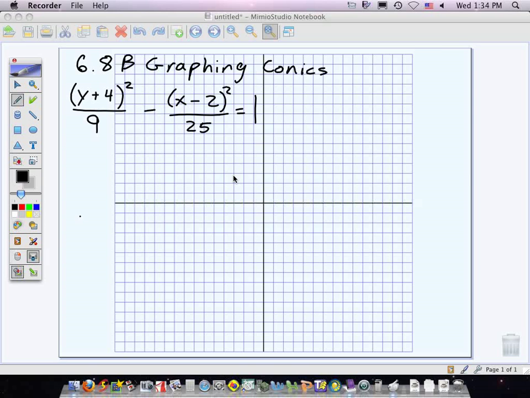So what type of graph would this be? It's going to be a hyperbola. What I like to do a lot of times in these is just identify graphs. So we know this is a hyperbola. And even more than that, is it a horizontal or a vertical hyperbola? Vertical. Okay.